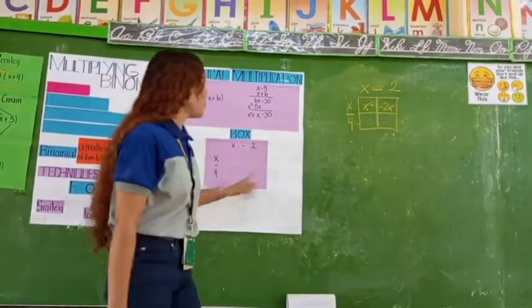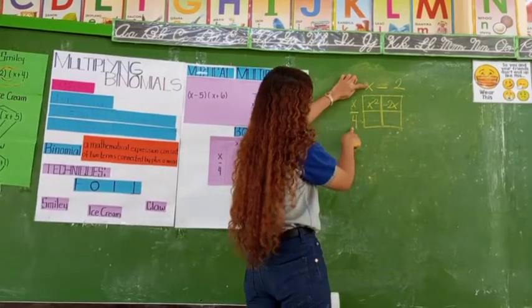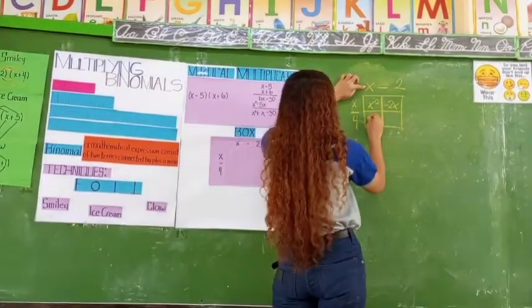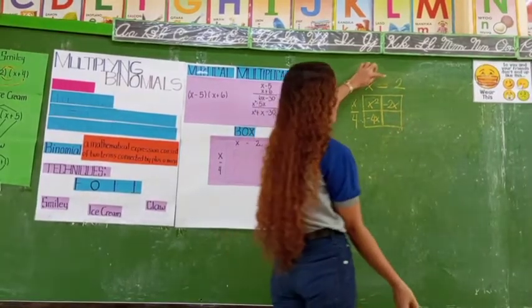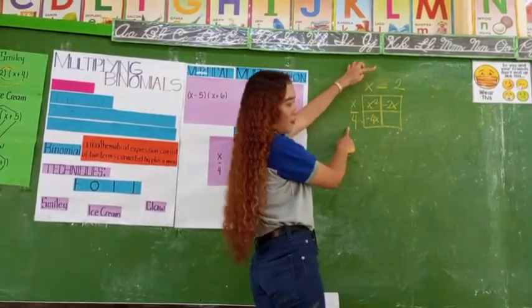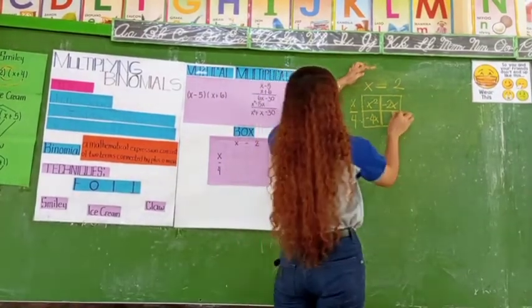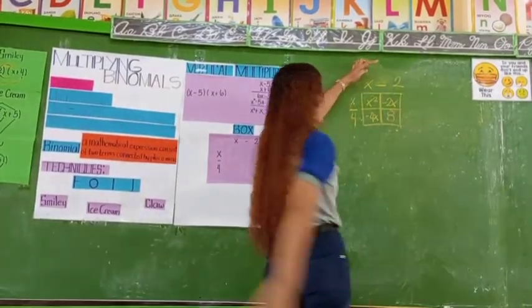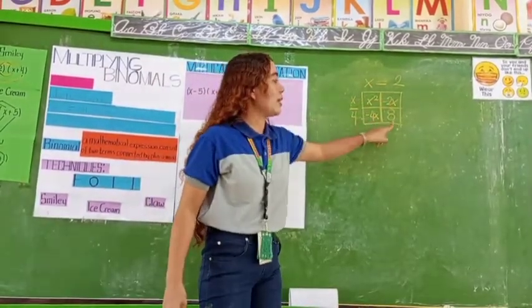While ang inner term naman natin is x and negative 4. So, x and negative 4 is negative 4x. And then, ang last term natin is negative 2 and then negative 4. Negative 2 times negative 4 will be positive 8. Okay. So, ayan na. Meron na tayong first term, outer term, inner term, and the last term.